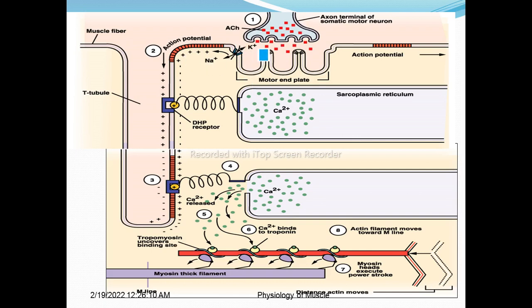Step 2, the action potential will move this way, into the muscle fiber, and go into the T-tubule or transverse tubule. In the transverse tubule there is the DHP receptor. This area is the nicotinic receptor. When acetylcholine arrives at the nicotinic receptor, the sodium channel will open, so sodium will enter. Sodium is positive, so positive charge will join. This is the motor end plate.